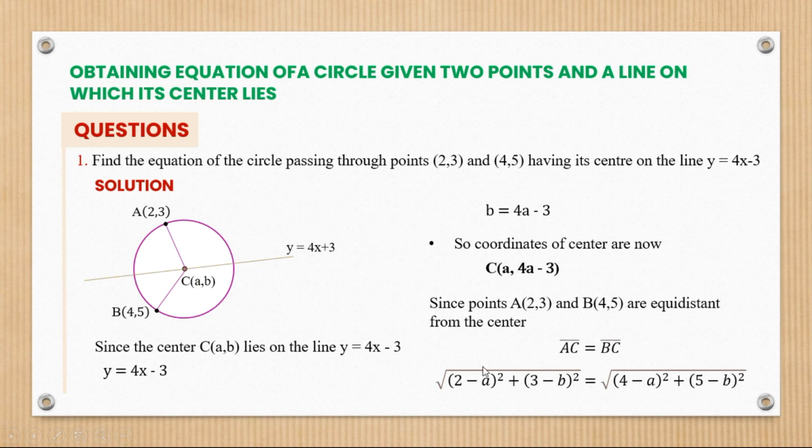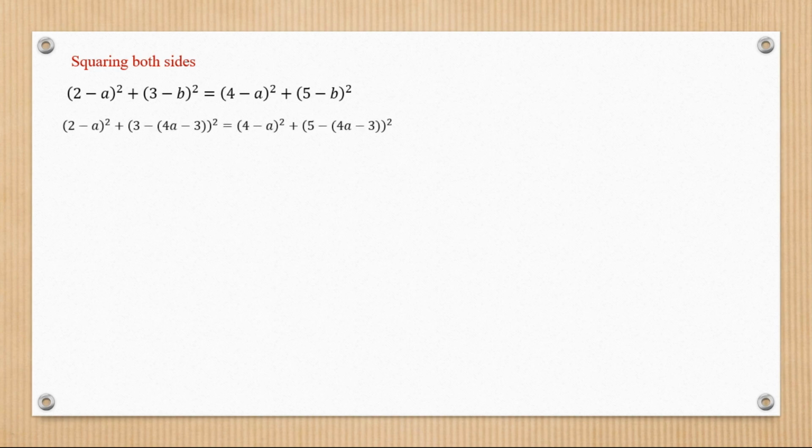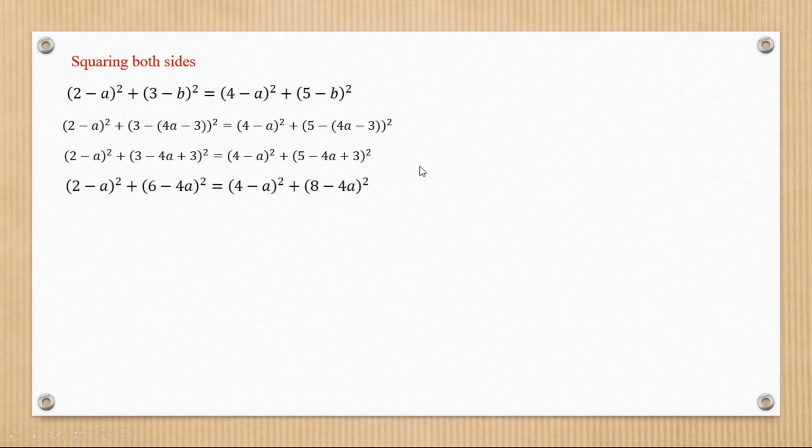The next step is to eliminate the roots by squaring both sides. So when I square both sides, this is what I'll have. Next I'm going to expand each one of these, but before I do that, I shall remember that b was represented as 4a minus 3 on both sides. So when I open the brackets, I'll have 3 minus 4a plus 3 on one side, and 5 minus 4a plus 3 on the other. Simplifying, 3 plus 3 is 6, and 5 plus 3 is 8. Next I can open the brackets, and this is what I'll have.